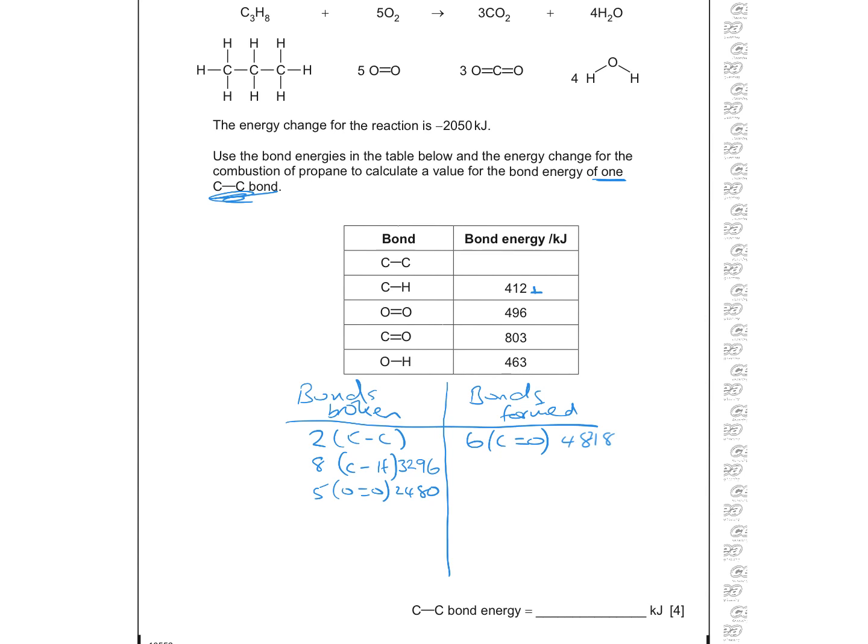And then the OH bonds, well, there are 2 per molecule of water, but there are 4 water molecules, so it's going to be 4 times 2, which is 8. So we're going to multiply the 463 by 8. So there are 8 OH bonds, and that works out to be 3,704.